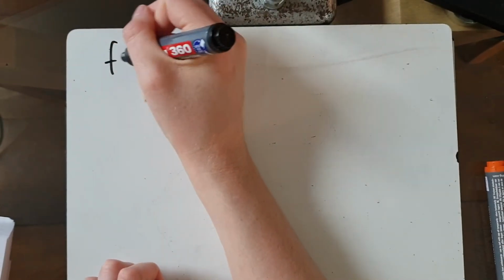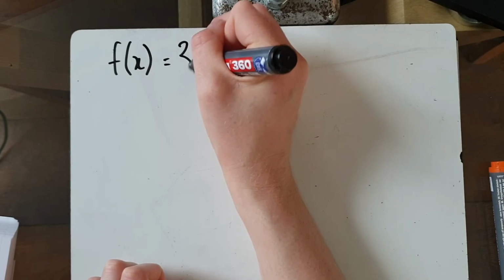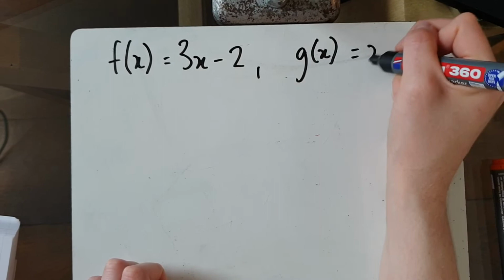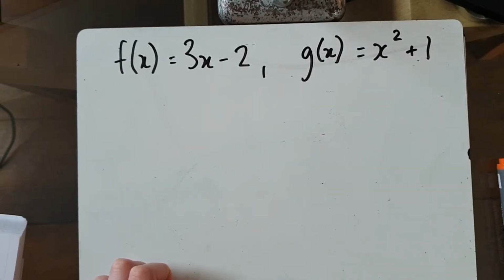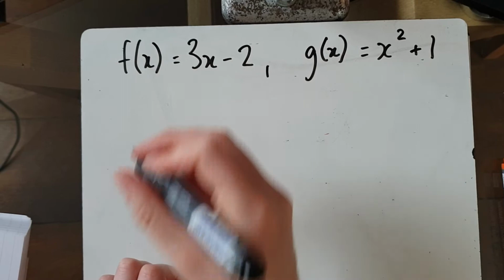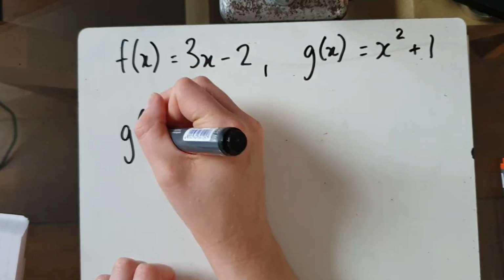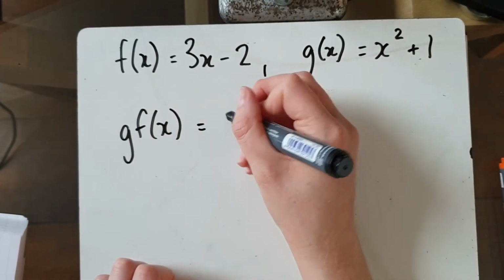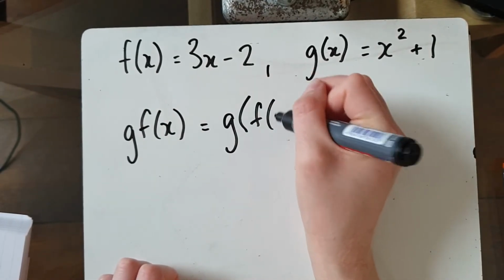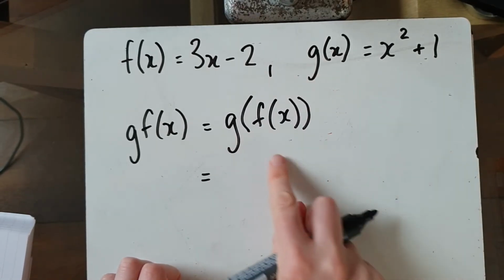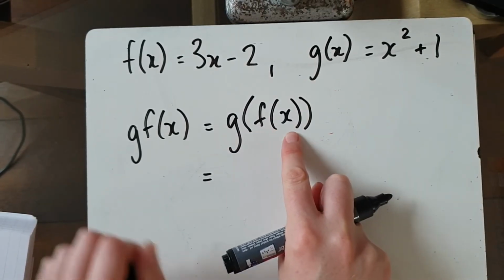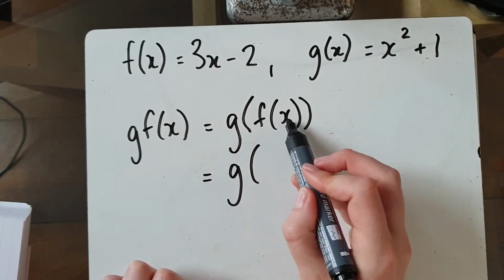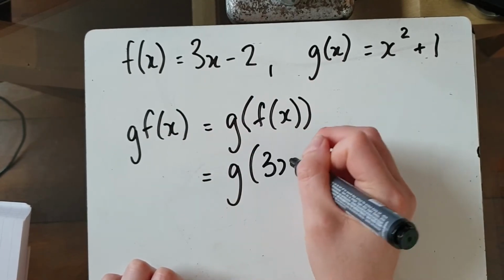So if f of x equals 3x minus 2 and g of x equals x squared plus 1, then we're going to find g of f of x. gf of x is the same as g of f of x. So we're going to replace f of x first of all. We know that f of x is 3x minus 2. So where we had f of x, we can replace it with 3x minus 2.